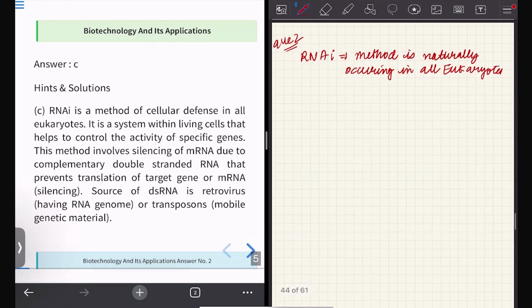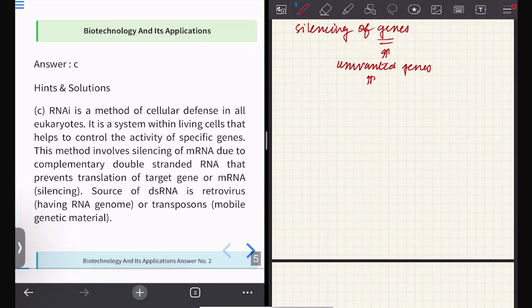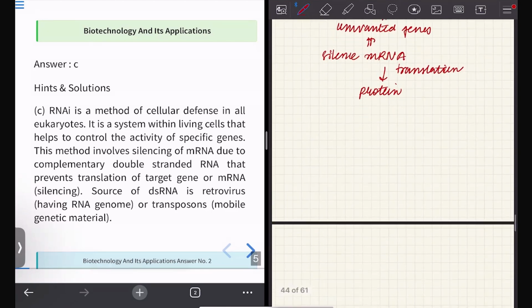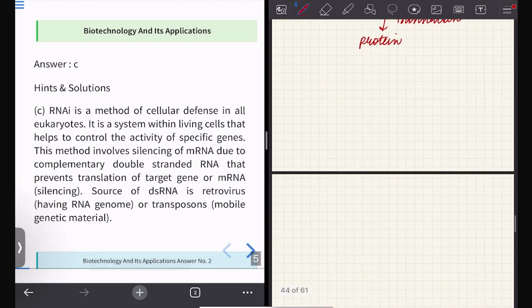So, in this system, we silence some genes. So, silencing of genes takes place. Which genes? Unwanted genes. Okay. And how do we silence this gene? We silence with the help of mRNA. So, firstly, we have to silence the mRNA so that further protein is not formed after translation. Okay. So, how do we silence this mRNA? We introduce a complementary antisense strand so that double-stranded RNA is formed, due to which translation doesn't occur.